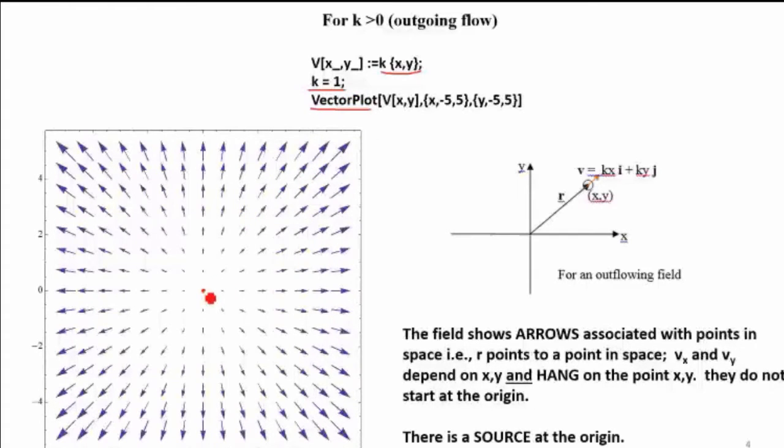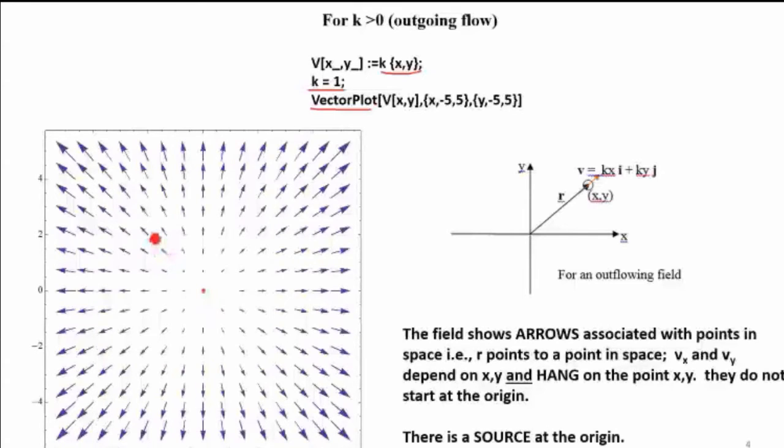At the origin, x and y are 0, so you have 0 length. As you increase r, this gets longer and longer, regardless of what direction you go. And that's because the vector itself is only dependent on the distance, and its direction is in the same direction as the r vector.